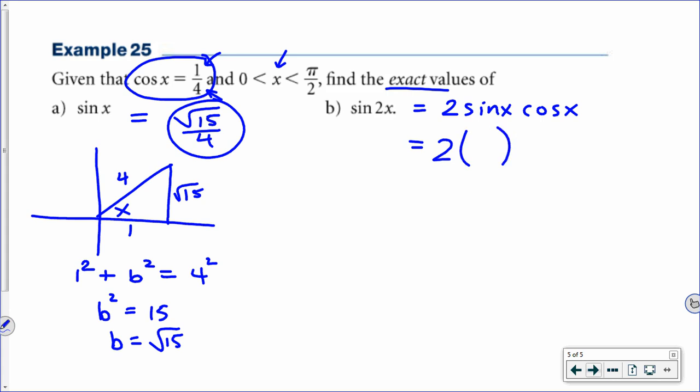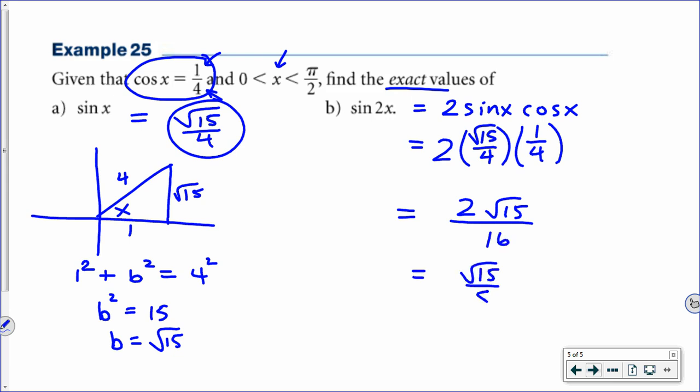I just found it. It's not the sine of root 15/4, right? Root 15/4 is not the angle. It's actually the sine of x without ever knowing x. And the cosine of x was given in the question. And then it's just a matter of simplifying. 2 times root 15 times 1, 4 times 4, and then you can simplify your fraction if possible, and that's the value of sine 2x without ever knowing the actual angle x.